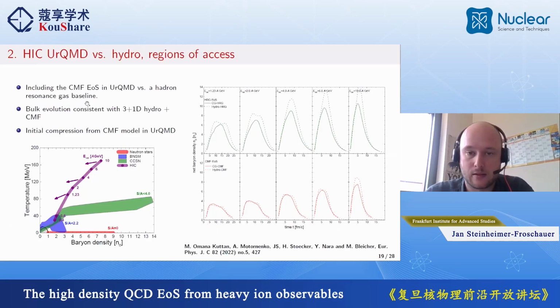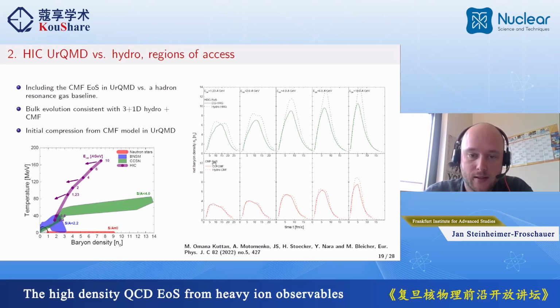So once you have this, what we did is we included this CMF equation of state in EoQMD and compared it to a hadron resonance gas baseline. On the right-hand side, what you see here is the evolution of the net baryon density for 5 different beam energies. This is the lowest beam energy, which is available right now at HADES, the GSI. Then it's 2, 4, 6, 10 GeV in the lab frame. The solid lines are our EoQMD simulations, in the upper part only with the cascade mode and the lower part with the CMF model. And you can already see there's a big difference when it comes to the maximum compression reached at the different beam energies.